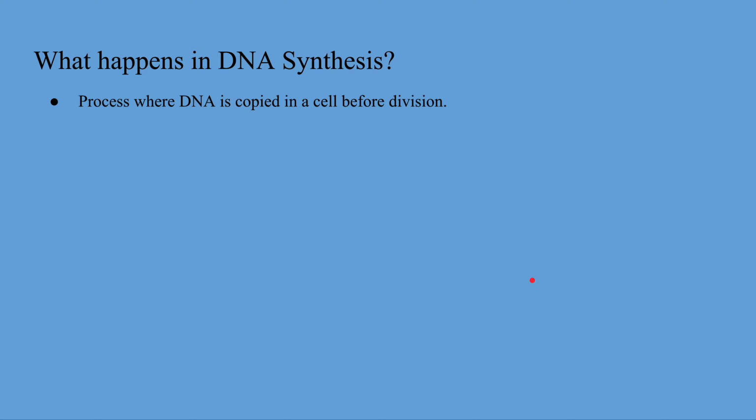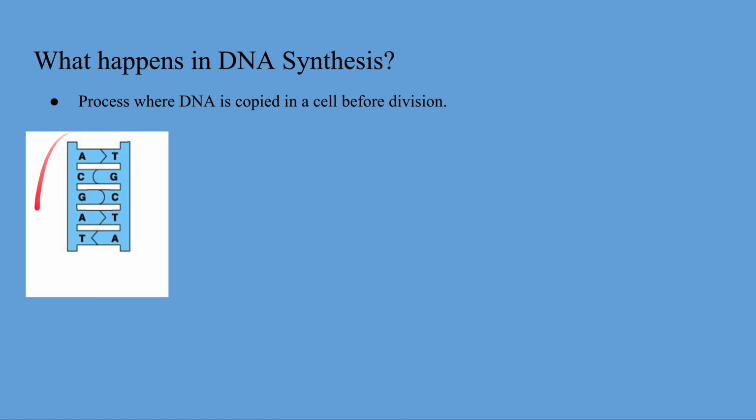DNA synthesis is a process where DNA is copied in a cell before division, specifically in the nucleus of the cell. This DNA is all coiled into a chromosome originally, but it becomes X-shaped chromosomes after this stage, not like we mentioned in our last video. We have 46 of these X-shaped chromosomes in our body, and they get passed on to our daughter cells as well. Just for some reference.